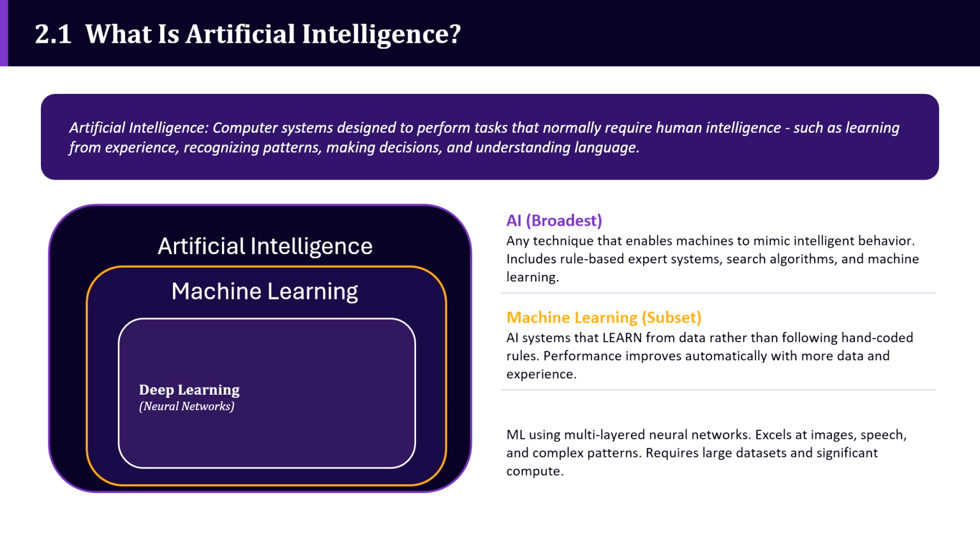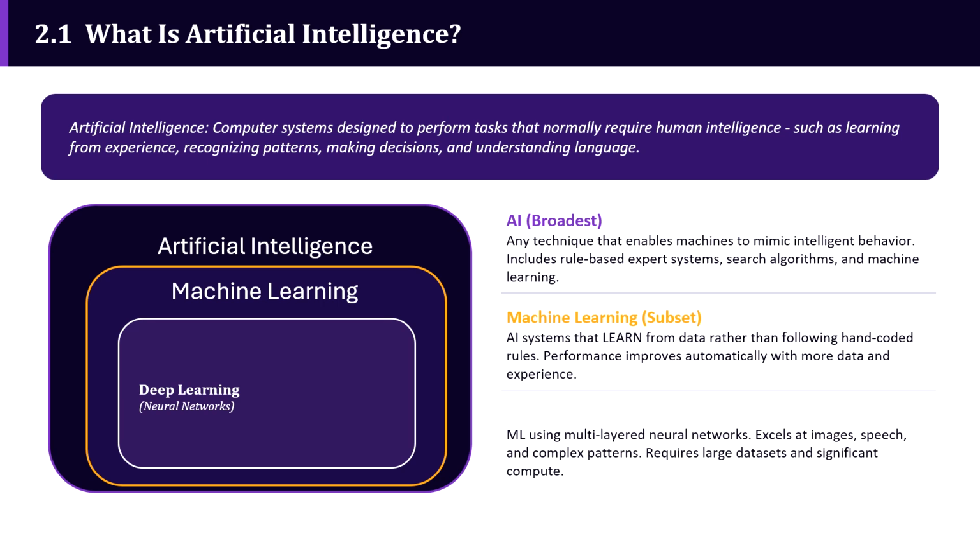Machine learning is a subset of artificial intelligence. It's specifically the approach where systems learn from data rather than following hand-coded rules. This is the breakthrough that made modern AI so powerful. Instead of a programmer writing every rule, you give the system data and let it find the patterns itself. This is why the quality and quantity of your data matters so much. We'll come back to that.